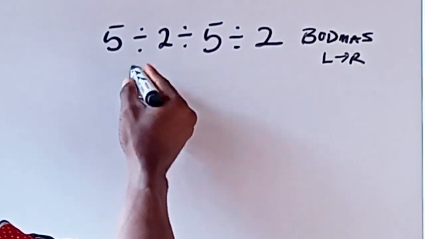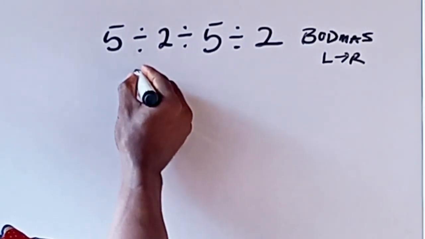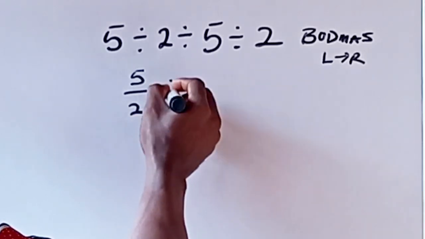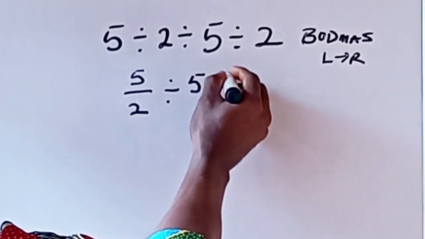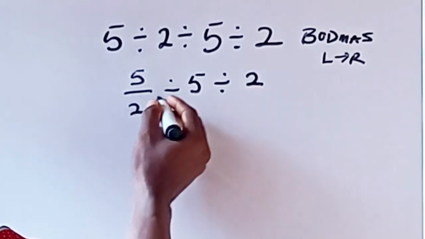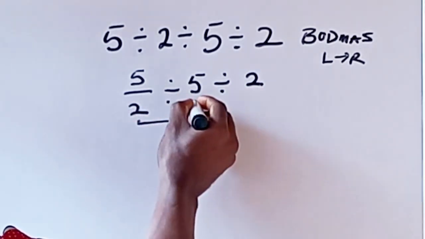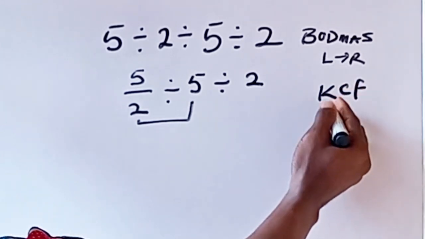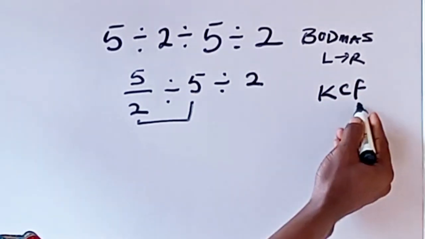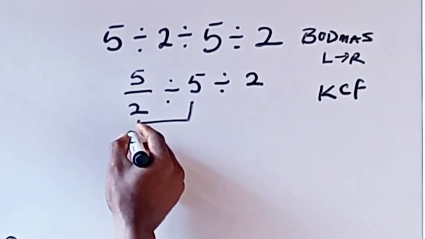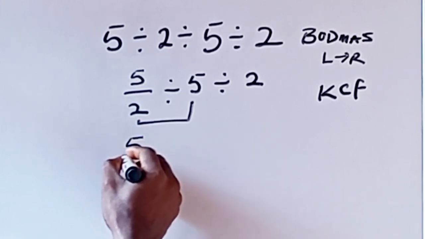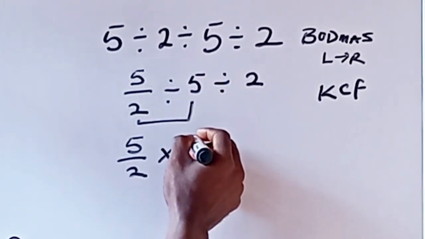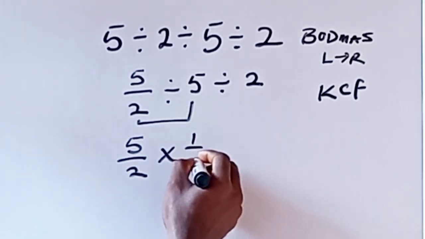5 divided by 2, we can rewrite it as 5 over 2, divided by 5, divided by 2. Now, we are going to apply the KCF rule here. K stands for keep, C stands for change, F stands for flip. So, if we apply that here, we have 5 over 2, change the division to multiplication, then flip 5 to 1 over 5.